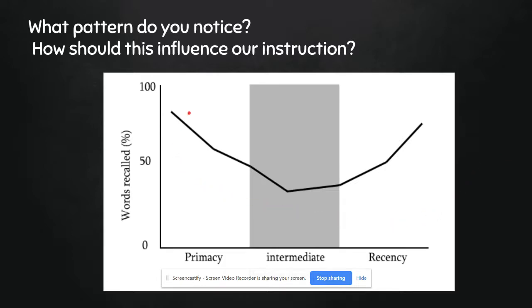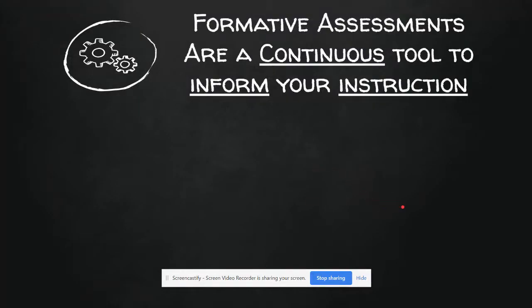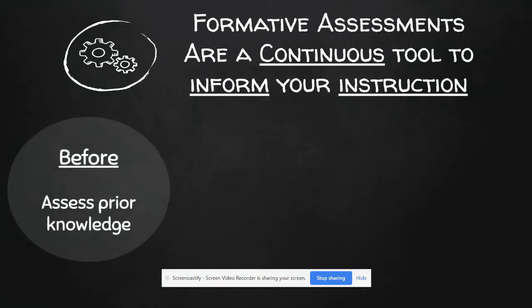So what we see here is that students remember what happens at the beginning of their lesson with us and at the end, and their attention dips near the middle, where a lot of times that's a huge bulk of our instruction. So this really speaks to the importance of formative assessment being a continuous tool to inform our instruction, not just something that happens in the middle of our lesson, but especially at the beginning and the end. So we can formatively assess at 3 points.